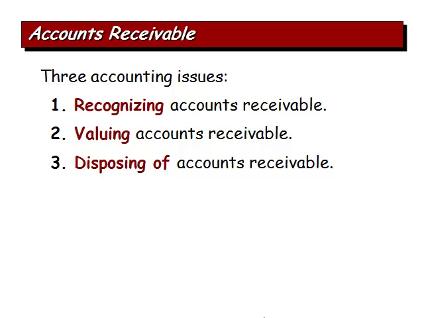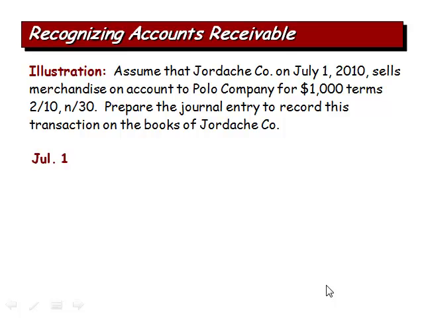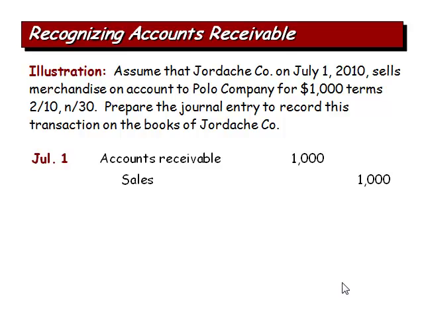So three accounting issues: recognizing accounts receivable, valuing them, and disposing of accounts receivable. So recognizing accounts receivable, assume that Jordan Company on July 1st, 2010 sells merchandise on account to Polo for $1,000, terms 2/10, net 30. And so the journal entry to do that is to debit accounts receivable 1,000 and credit sales for 1,000.